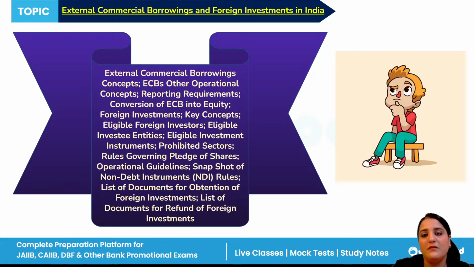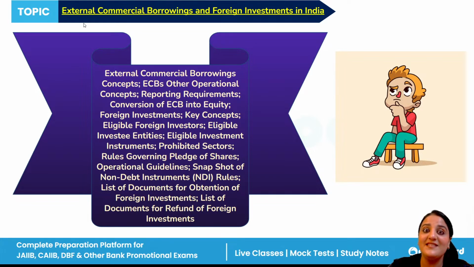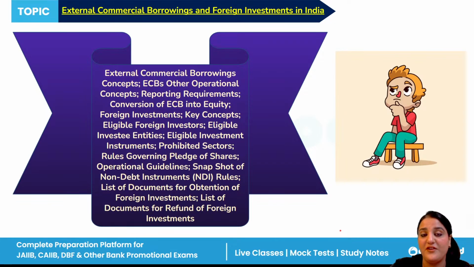And important chapter, conceptual chapter, and in this we are going to learn what are the prohibited sectors where investment is not allowed. What are the list of documents for refund of foreign investments, and what is the actual meaning of ECB, how the importers and exporters use this technique of ECB.